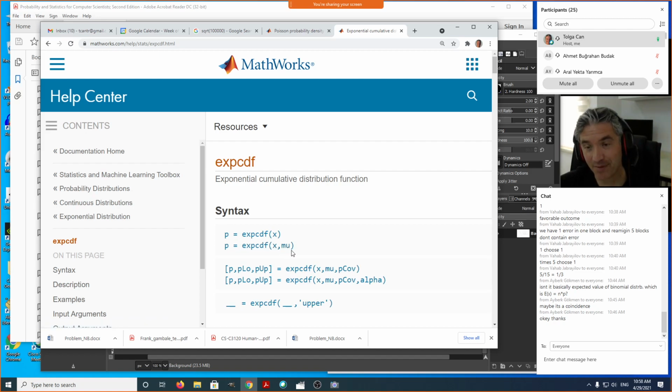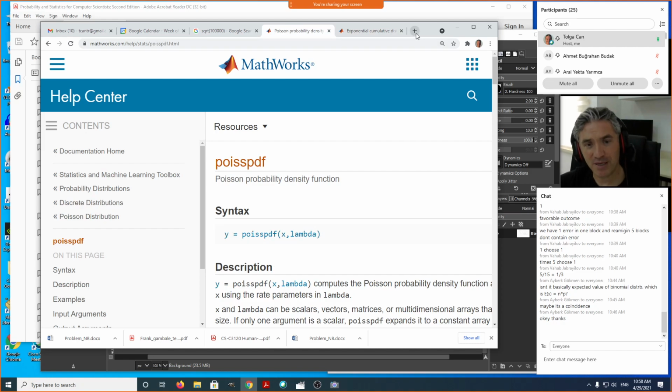The expected value of waiting time in exponential distribution is 1 over lambda. Whatever lambda is given to you in the question, we have seen in the book that lambda is the parameter of the exponential distribution, but the MATLAB CDF function does not get that parameter as input. It gets mu, the expected value, which is 1 over lambda. So you should write 1 over lambda as your second parameter. The Poisson PDF is simple. It just gets x and lambda.